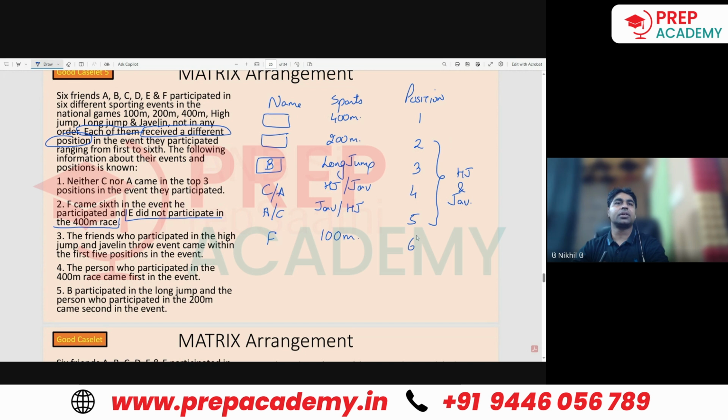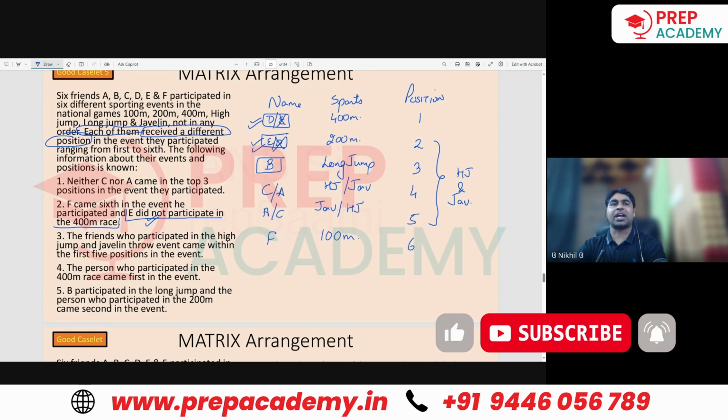100-meter race was left. So this was a quick way that we could have come up with the conclusion here. Who all are left? Not D and E are left. So D here, E here, E here, D here, and there was one more statement which we mentioned that we will do after we have done all the positive statements. E did not participate in the 400 meter race. So E cannot come here. So D cannot come here. So that means D only here and E only here. Now we have only two cases, CA, AC, and here high jump javelin or javelin high jump.